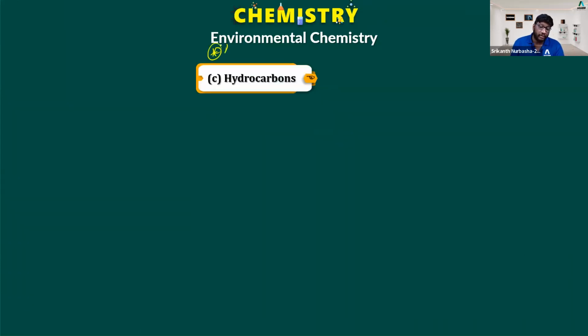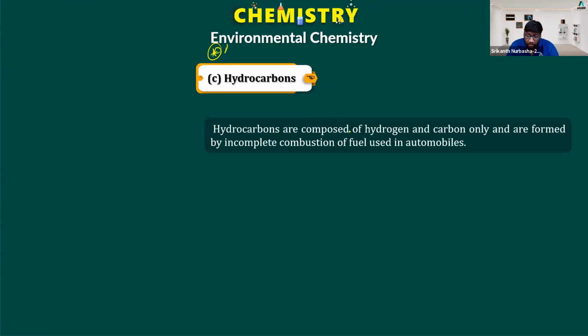And then comes the next type of gaseous pollutants, hydrocarbons. Hydrocarbons are compounds of hydrogen and carbon only, and are formed by incomplete combustion of fuel in automobiles. Whatever fuel we have, if there is incomplete combustion, that will lead to the formation of hydrocarbons, and those hydrocarbons will again have different kinds of effects.